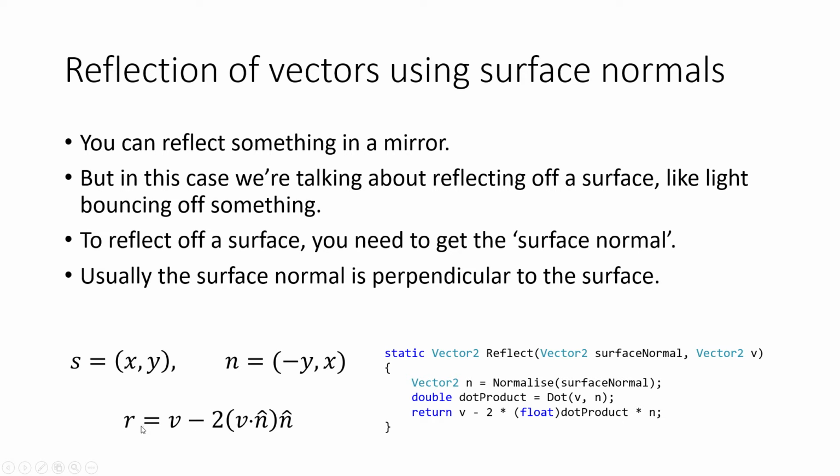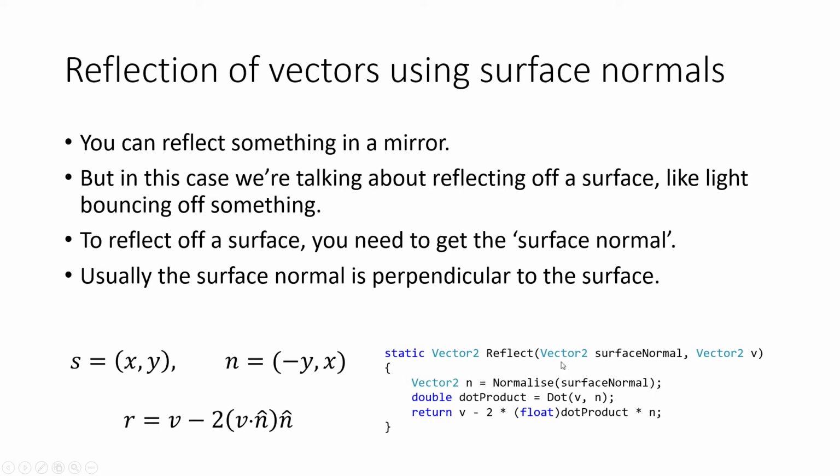And the formula for the reflected line is the vector minus 2 times v dot product n hat times n hat. Now that hopefully looks familiar. That is the projection formula. So it's v minus 2 times the projected value.